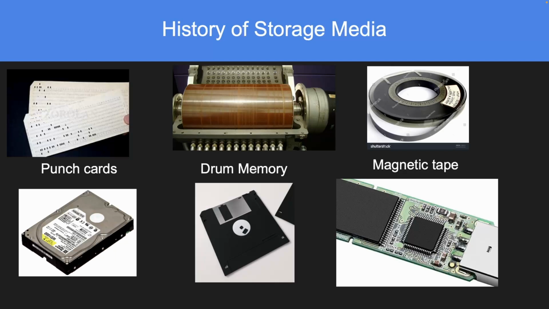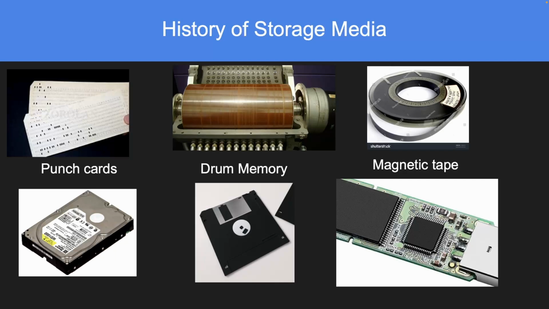Drum memory was one of these types of data storage mechanisms. Basically, it's just a magnetic drum that is able to store data inside it. But another one that is magnetic is magnetic tape. And actually, the story of magnetic tape is very interesting, because in many of the classic computer science experiments that have been done, magnetic tape is one of the things that was conceptualized.